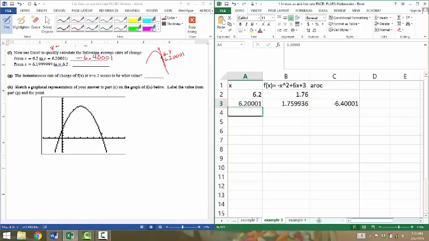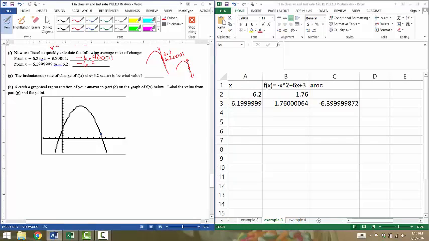Now it says go from 6.2 to a point just to the left of it. So here's 6.2, 6.1999999 would be just to the left of it, and the slope of that secant line would be very, very close to the slope of the tangent line at 6.2. So I go into Excel, I'm going to plug in 6.1999999, and it tells me that the slope of the secant line is negative 6.399999872. We see that both of them are very, very close to negative 6.4.